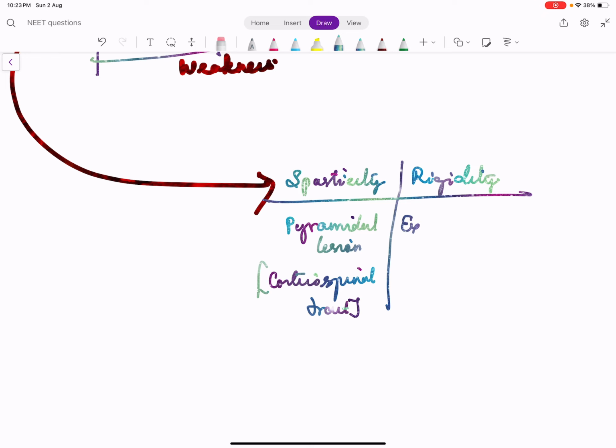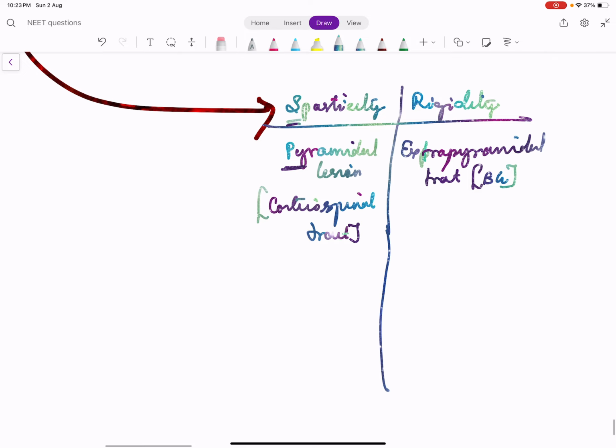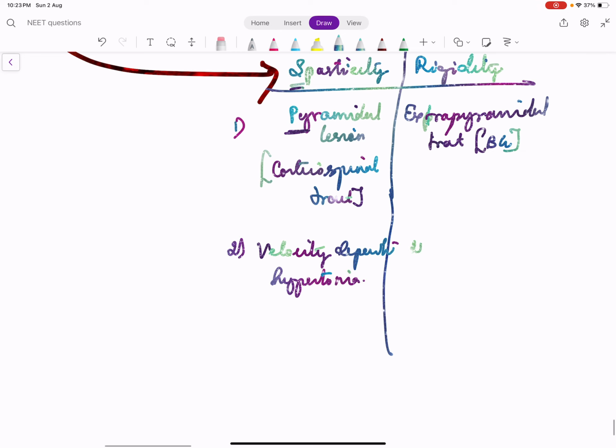Rigidity, remember mnemonic SPY, occurs in extrapyramidal tract lesions. Extrapyramidal tract lesion is nothing but the basal ganglia and its connections. So spasticity is actually a velocity dependent hypertonia, increased tone, whereas rigidity is non-velocity dependent.